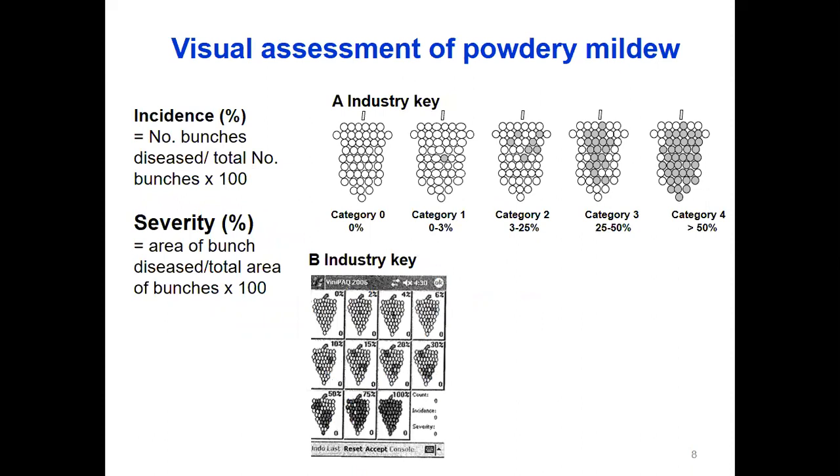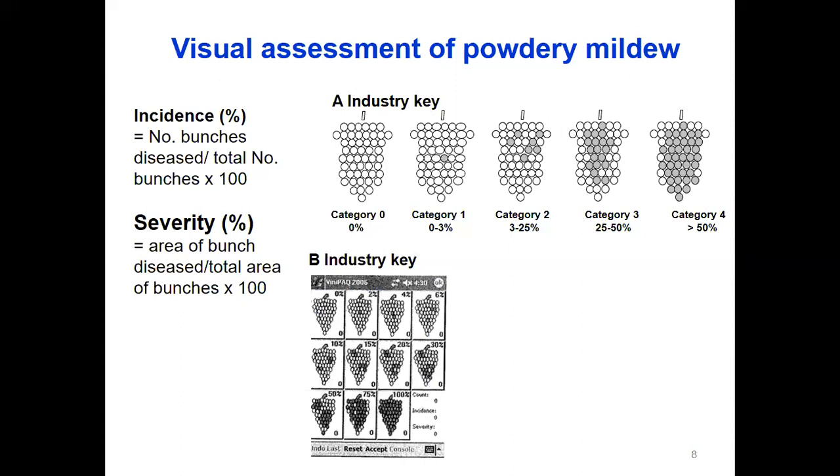So at the beginning of our project, we put together a project reference group, and they volunteered a couple of keys that were commonly in use. But neither of these keys provides much guidance at the lower end of the scale, the 3 to 5% severity, which is critical to industry for acceptability of fruit.